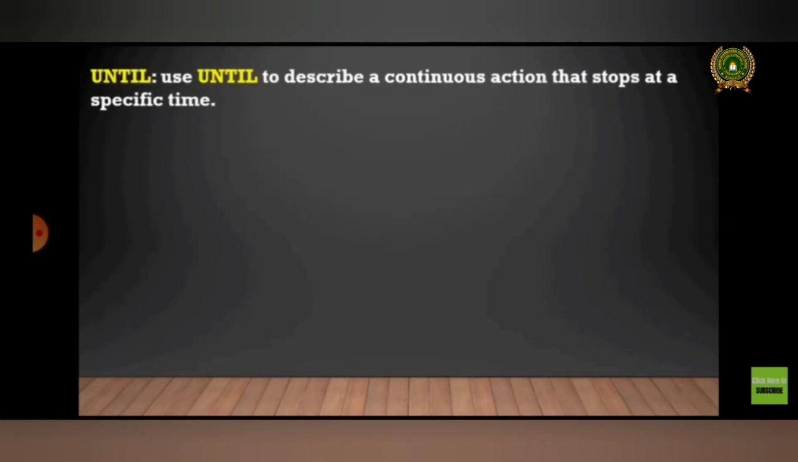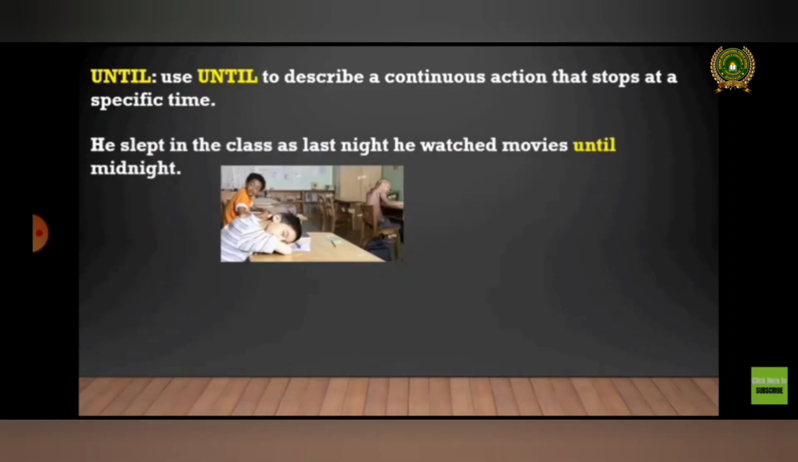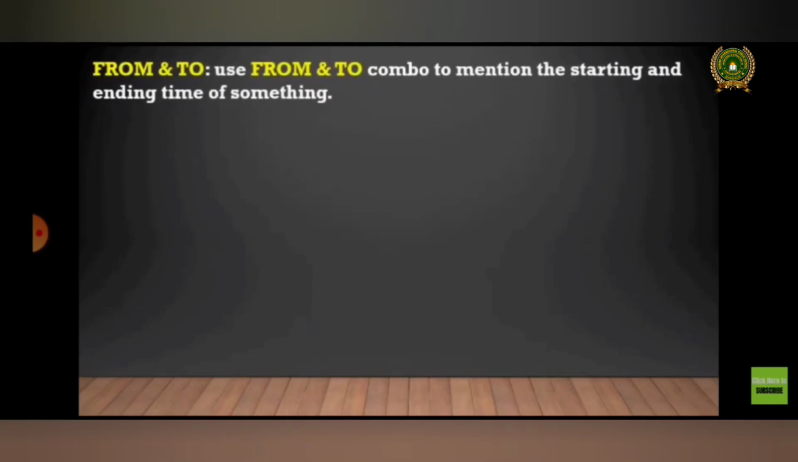Until. Use until to describe a continuous action that stops at a specific time. Let's see an example. He slept in the class as last night he watched movies until midnight. Okay, see the second example. They lived in the US until 2017. This is the specific time, means until 2017, not later than that.